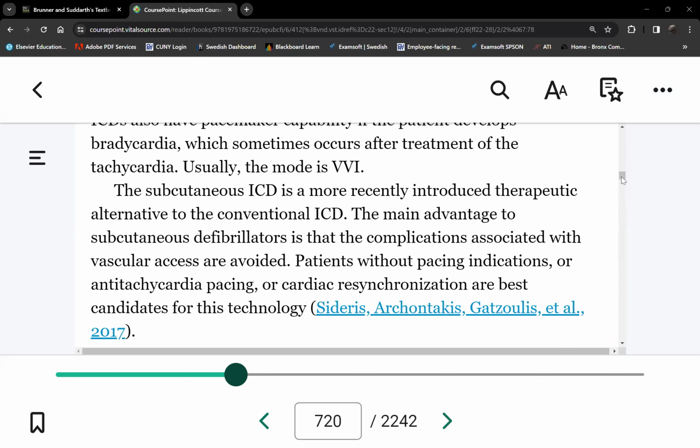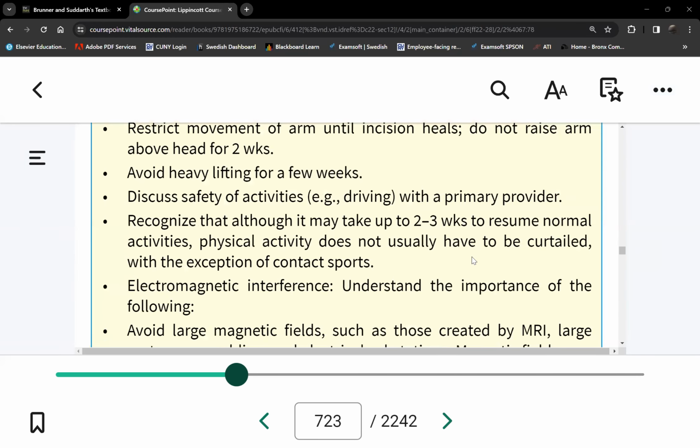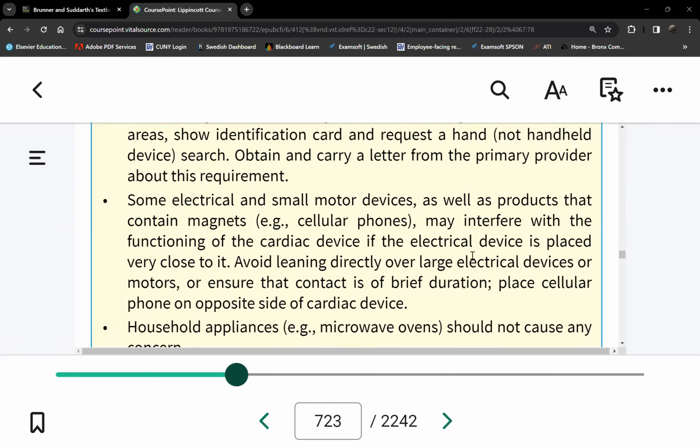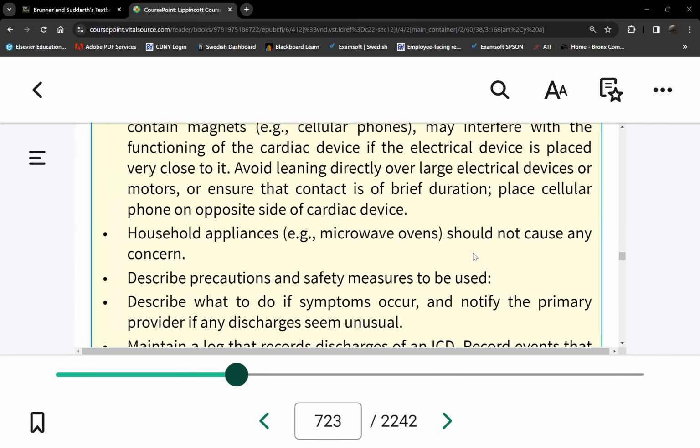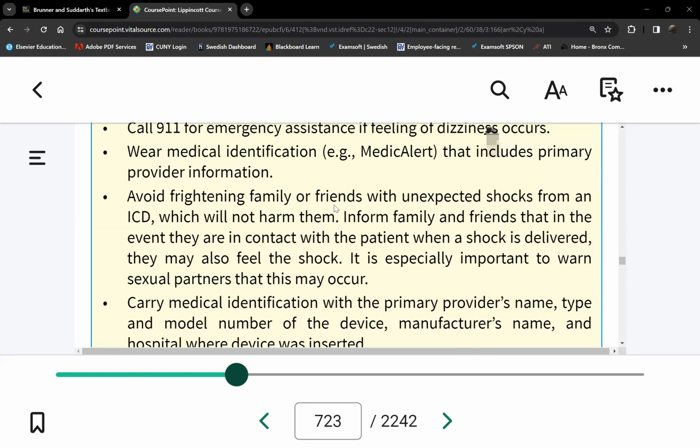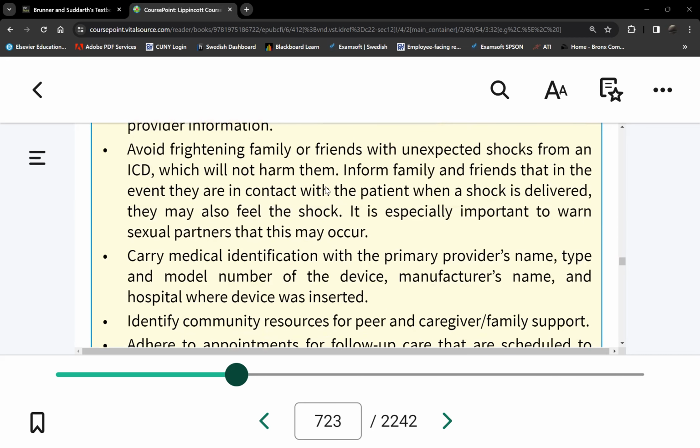Let's finish our teaching, chart 22-9. Here it says, do not scare. Avoid frightening family or friends with unexpected shocks from an ICD, which will not harm them. Yes, they'll feel the electric shock, but it's a small device, right? It's not going to have the same number of joules as a defibrillator, which has a larger battery pack. This one is a small device, so therefore smaller magnet, smaller battery, smaller electrical voltage.